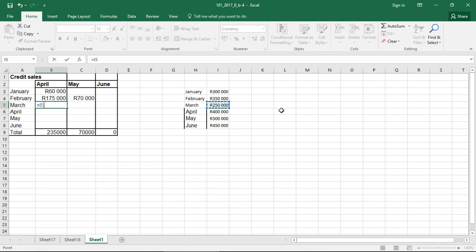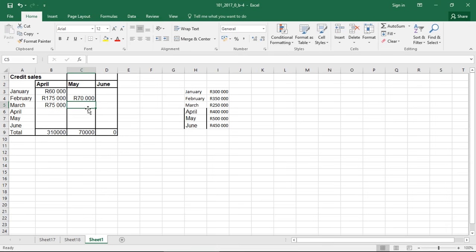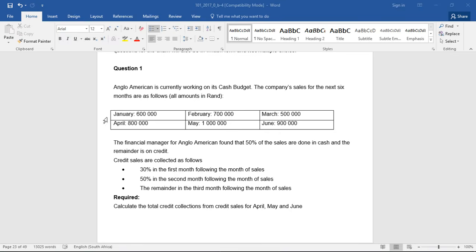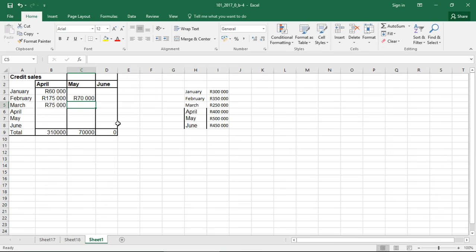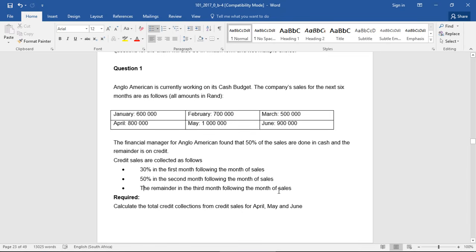So we take that times 30%, 75,000, and then it says 50% in the second month following the month of sale. So March, April, May. So that means 50% will be collected in May. So it equals 250,000 times 50%. We have 125,000. And then it says the remainder in the third month following the month of sale.